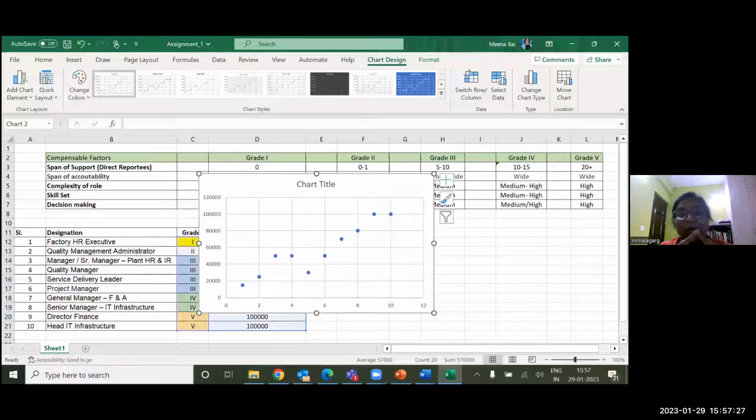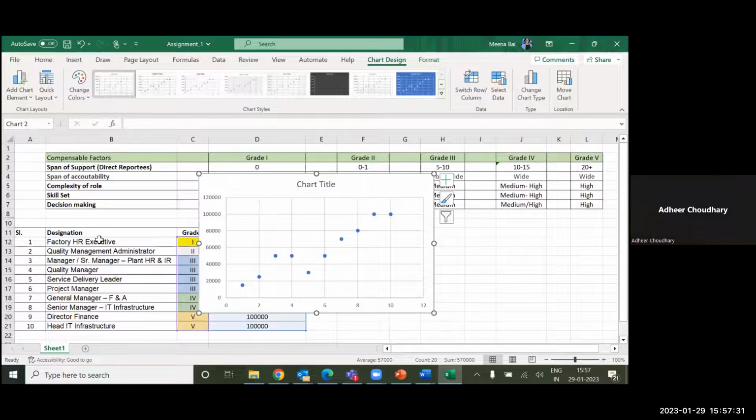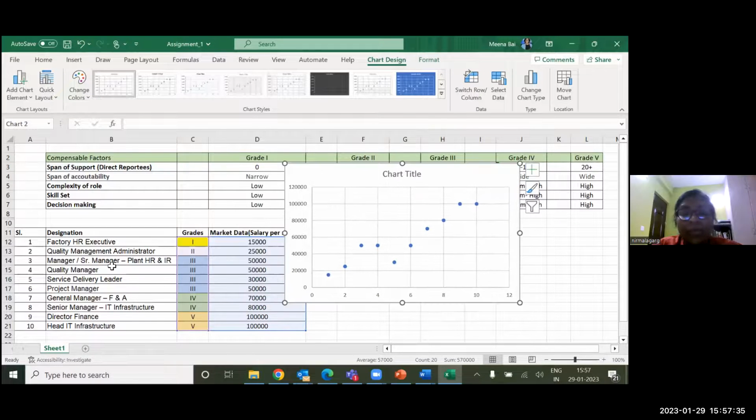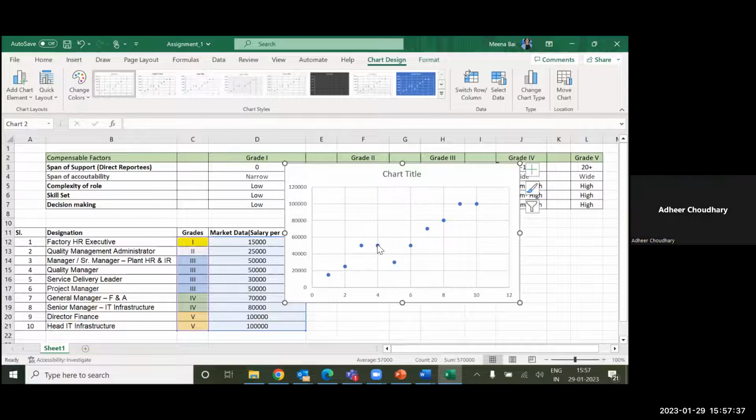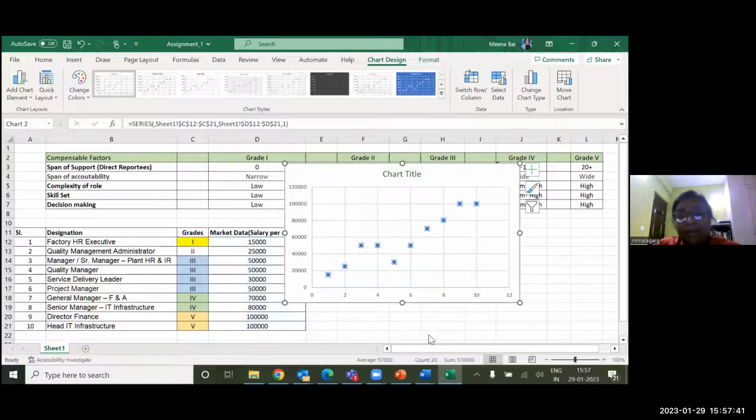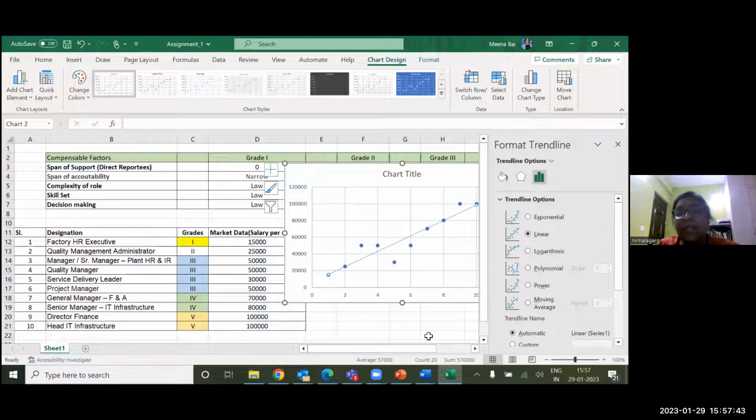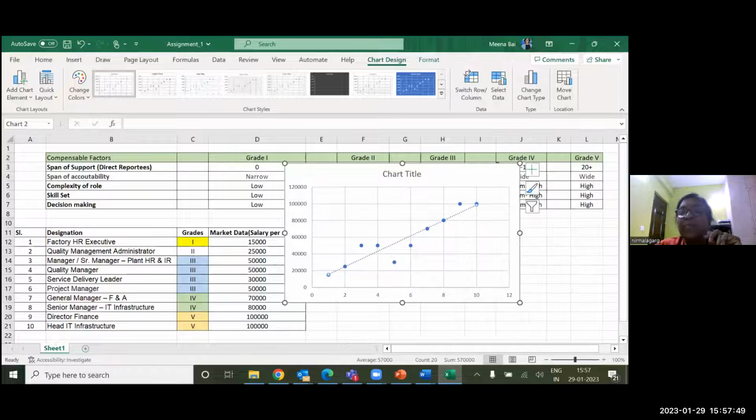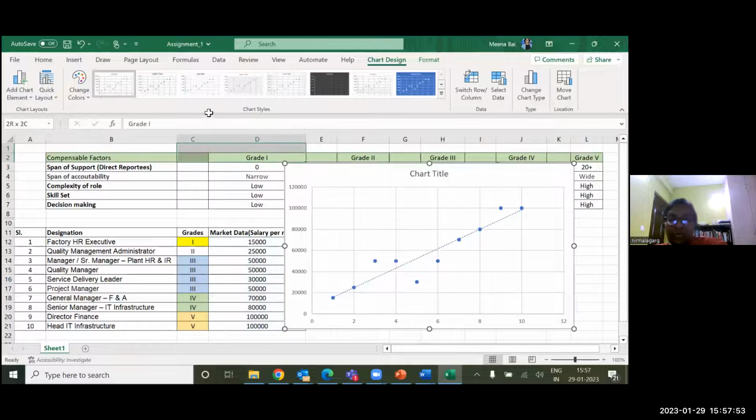Now click on any job position. Click on a blue dot. Then do a right click. Then you can see add trend line. Yes, and linear. Now make it bigger. You can close this format trend line window. Great. If you want, you can make it a little bigger for people to see.